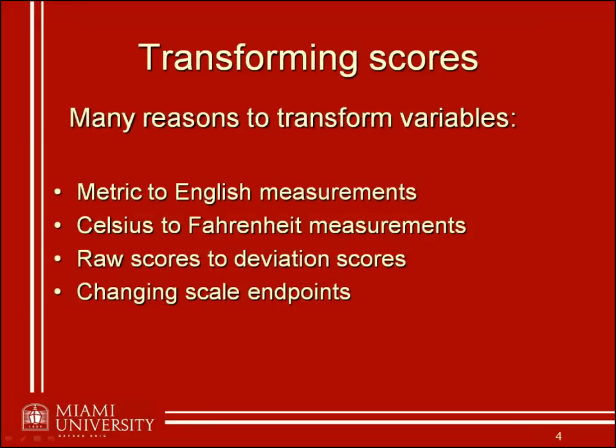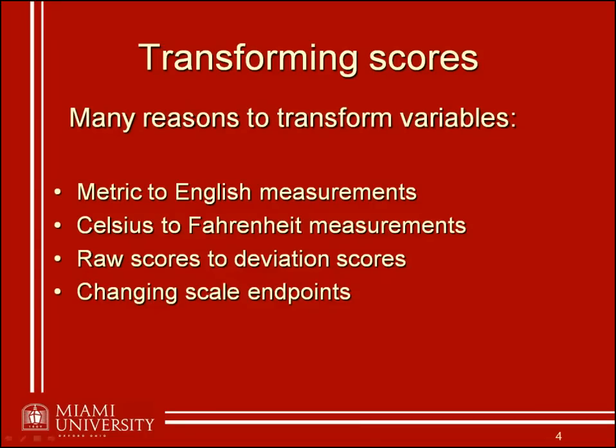Now again, as I mentioned, there are many reasons we might want to do these transformations. Some very basic ones in terms of just converting measurements. We also might want to look at things in terms of deviation scores. What I mean by that is we might want to know how far above or below average somebody is rather than their individual raw score. So we might take scores on an exam, for example, and convert those raw scores to something like deviation scores. Or we might want to change the scale endpoints, which is the example that I mentioned previously.